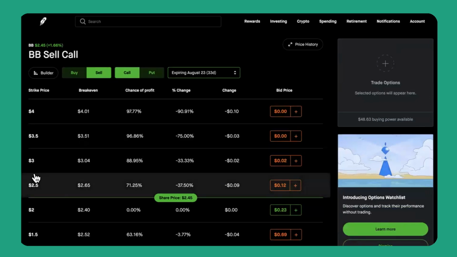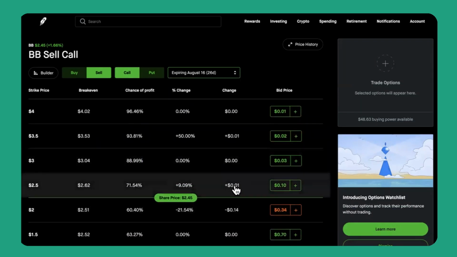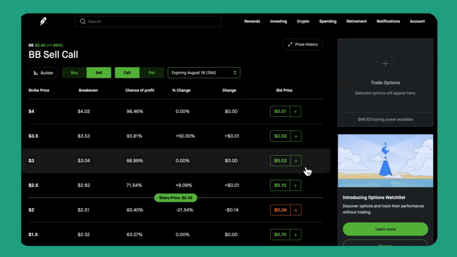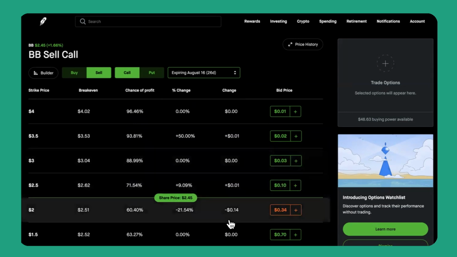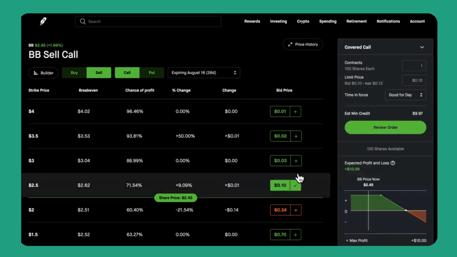$2.50 strike price. So I'm just going to go ahead and sell the August 16th one for $10 because it's less amount of time that I have to wait to see what I can do when this capital is released, with my 100 shares of BlackBerry, or my $250 of BlackBerry. So let's go ahead and put an order to sell this $2.50 call.